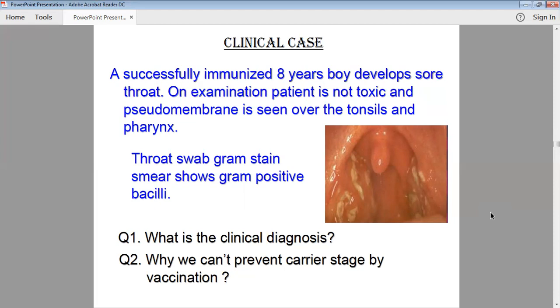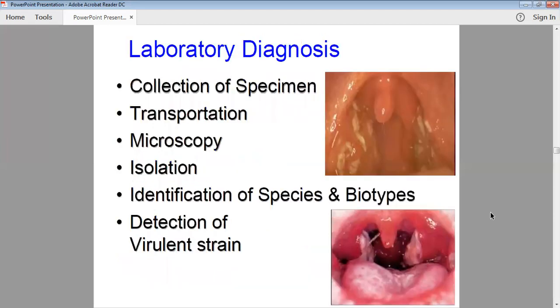How many cases in the society are caused by diphtheria? What is the etiology of upper respiratory infection? Of upper respiratory infections, how many cases are caused by diphtheria? So for epidemiological purpose, we need confirmation of diphtheria, we need laboratory diagnosis, microbiological investigation. So these are the points we will discuss in laboratory diagnosis.